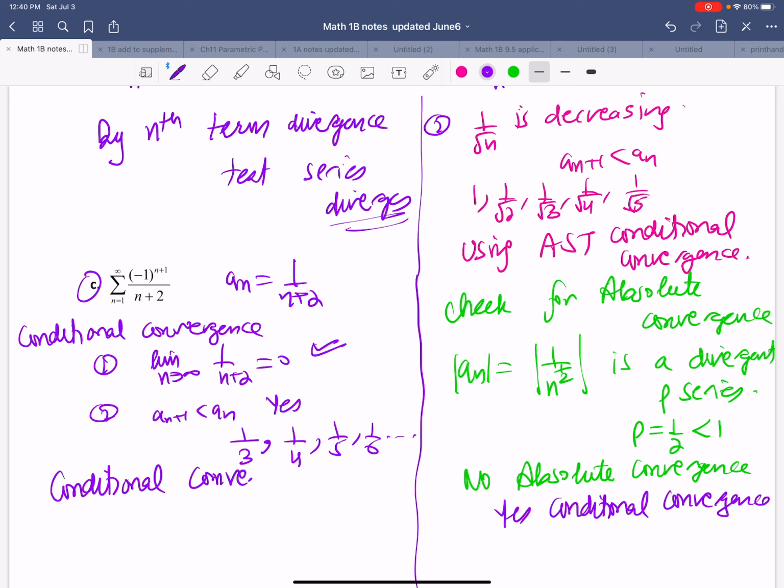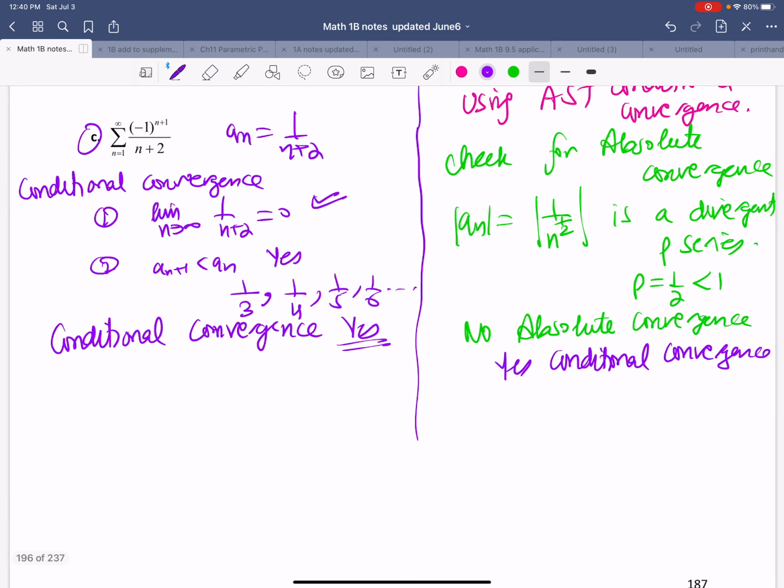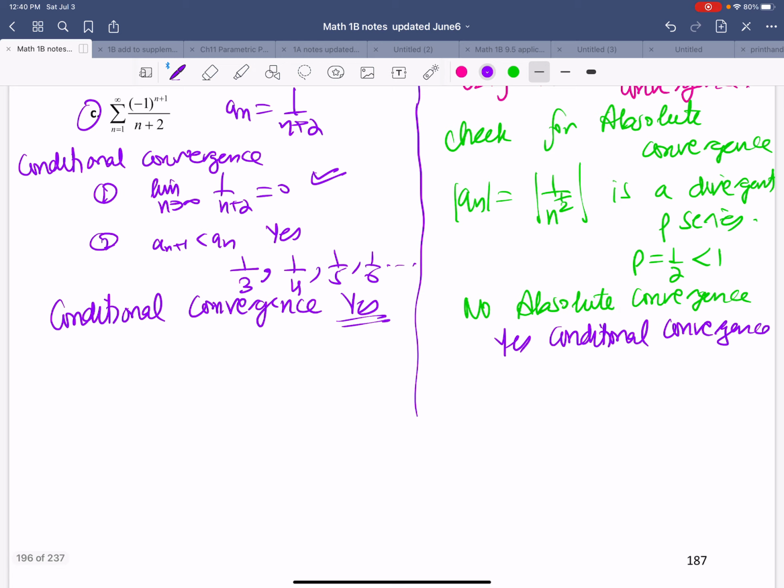We do have the series converges conditionally. Let's check for absolute convergence now. So I'm going to look for absolute convergence now.